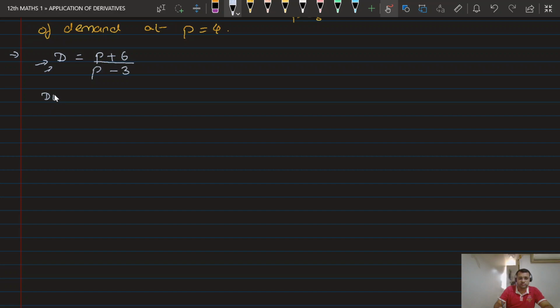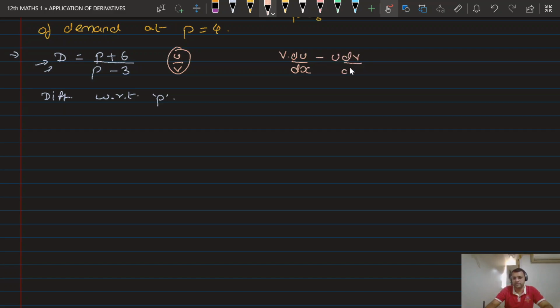So we will write over here, differentiate with respect to p. When I want to differentiate this, I have to apply my u by v rule, which is v into derivative of u minus u into derivative of v, divided by v square.